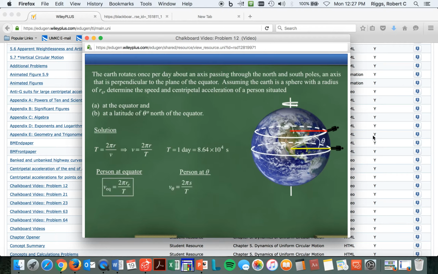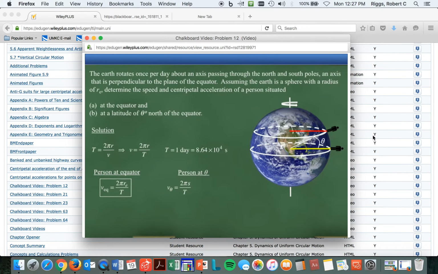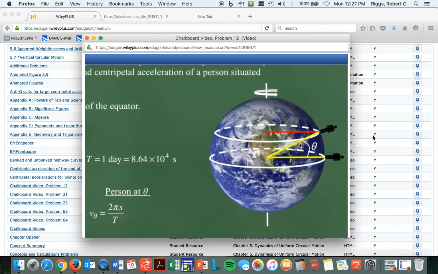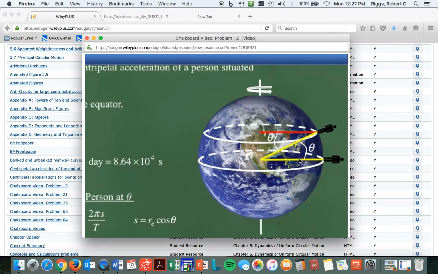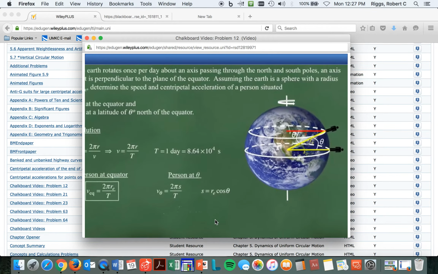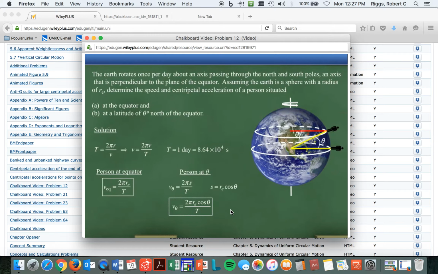To calculate the speed of the person standing at theta, we need to write s in terms of the radius of the Earth, r sub e. From the figure, we see the following distance also equals the radius of the Earth, and this angle equals theta. Using a little trigonometry, we see that s is equal to r sub e times cosine theta. Substituting this into our equation for the speed of the person standing at the angle theta, we get our final result. We also want to calculate the centripetal acceleration a sub c at both locations.